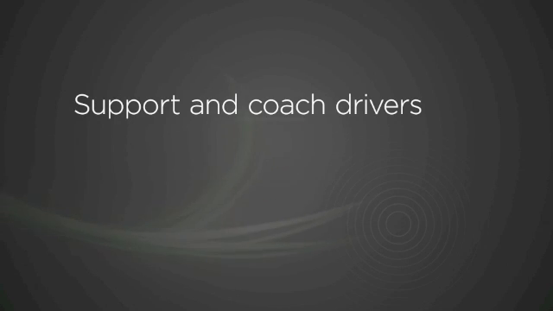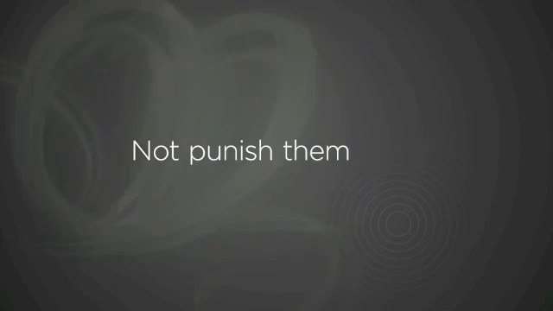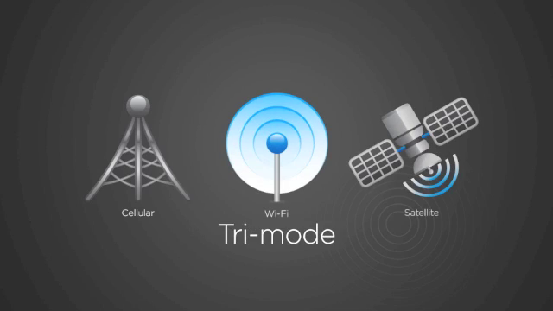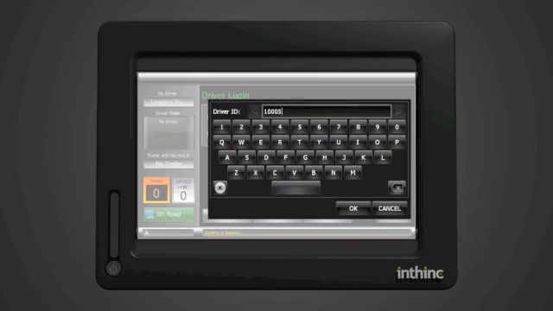The InThink solution is meant to support and coach drivers, not punish them. For this reason, in most cases, the system provides drivers with a grace period to correct unsafe behavior before a violation is reported. The in-vehicle device is equipped with single, dual, or tri-mode communication options and includes driver login capabilities.